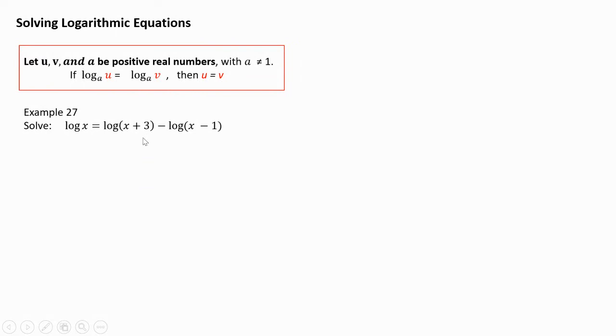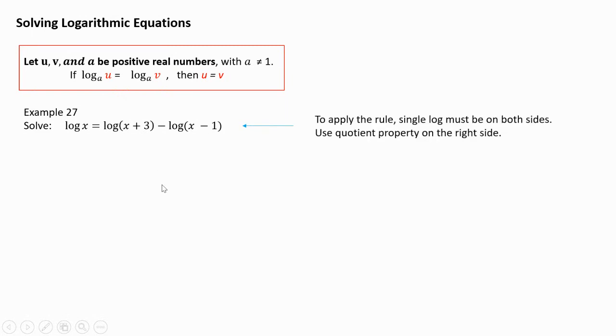Before we work this out, we have to condense the log on the right side, because if you have a single log on the left side and a single log on the right side with the same base, then u must equal v. In this case, the right side I need to condense. I'm going to use the quotient property, because if it's minus, it's going to be the quotient. Now it's condensed.